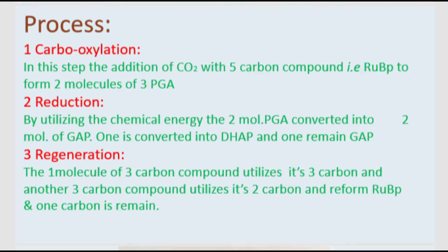Now in the regeneration, one molecule of 3-carbon compound utilizes its 3 carbon and another 3-carbon compound utilizes 2 carbon to form the ribulose 1,5-bisphosphate again. One carbon remains, which is from carbon dioxide. What we do with this 1 carbon compound, we see in the cycle.